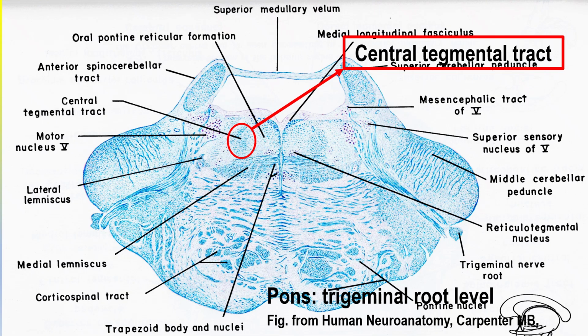In particular, input fibers from the red nucleus and the periaqueductal gray matter of the midbrain become the central tegmental tract and form the olivary amiculum.